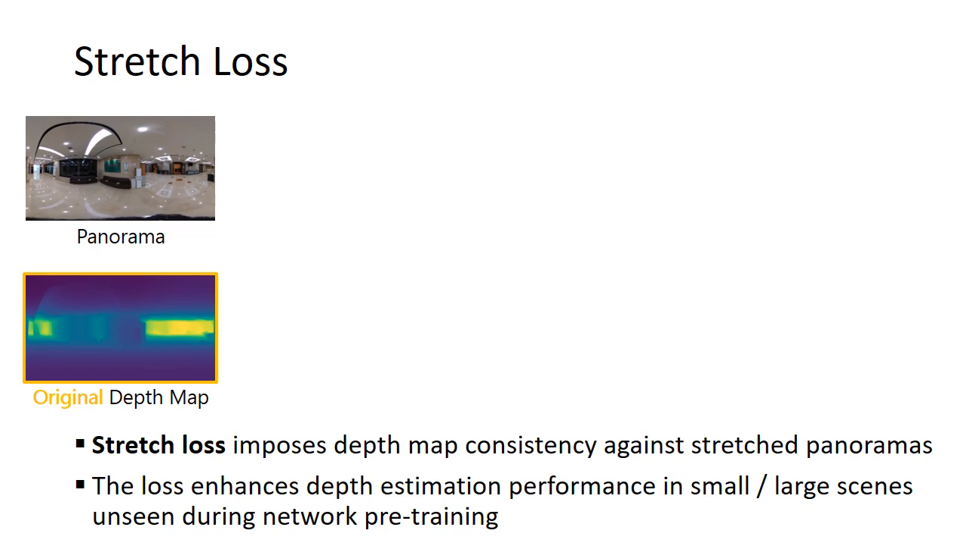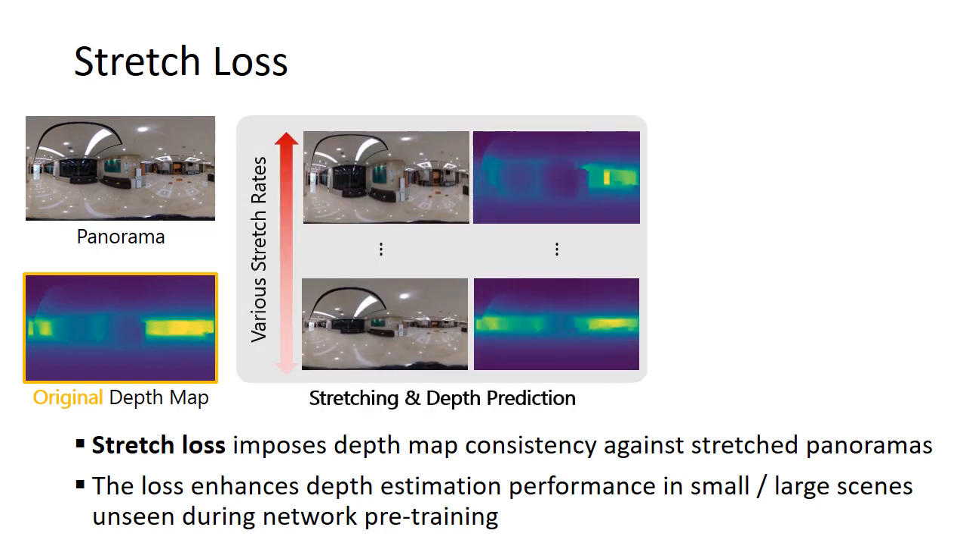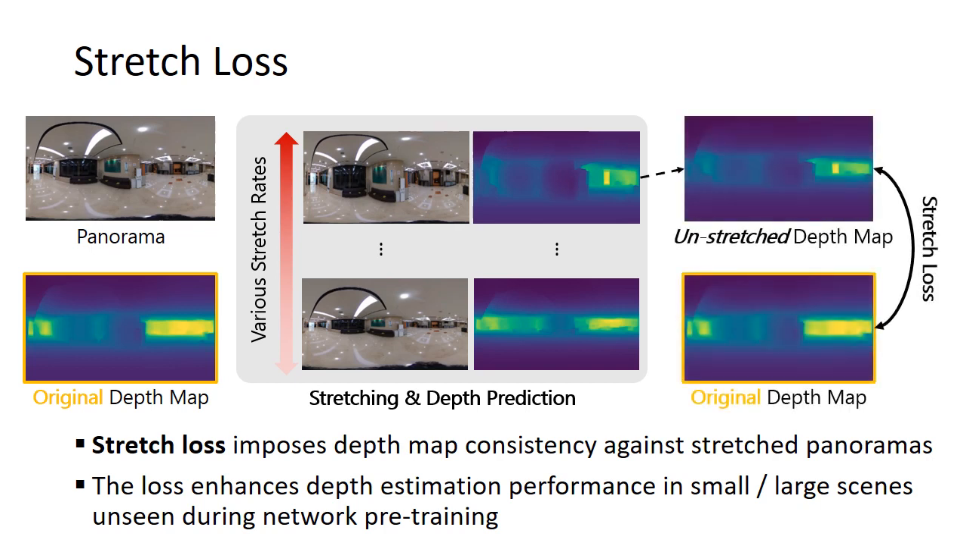Secondly, stretch loss imposes depth map consistency against stretched panoramas. To elaborate, we synthesize panoramas at various stretch rates and impose depth map consistencies against each stretched panorama.